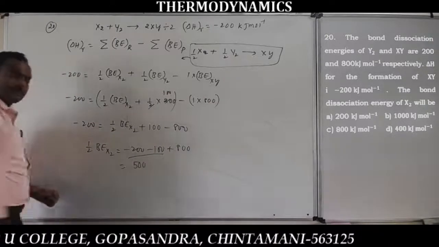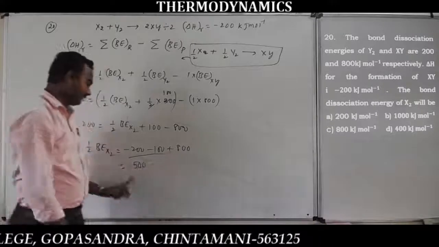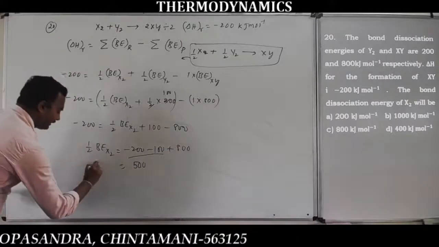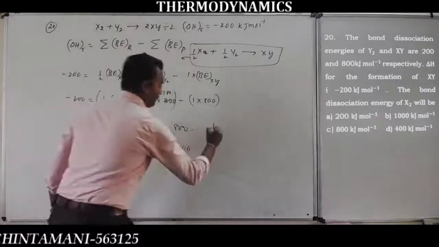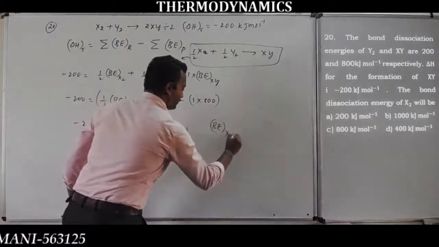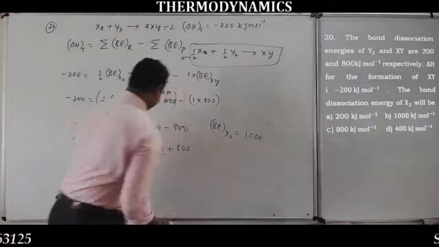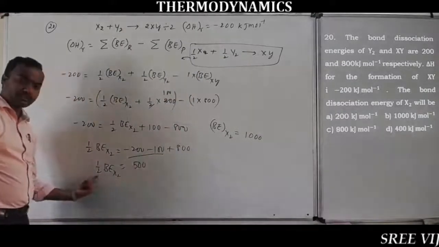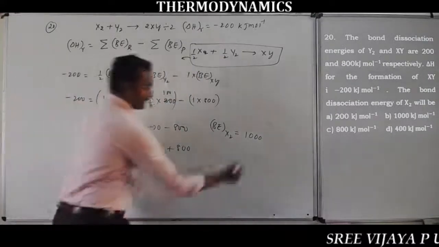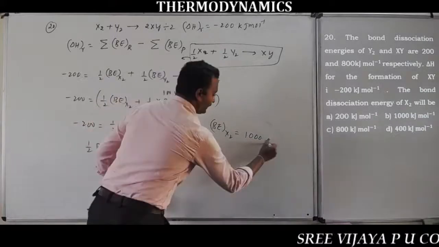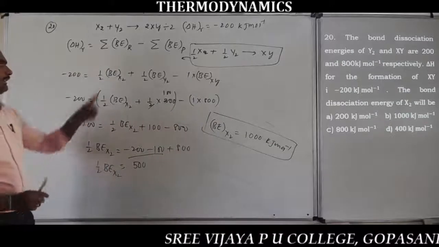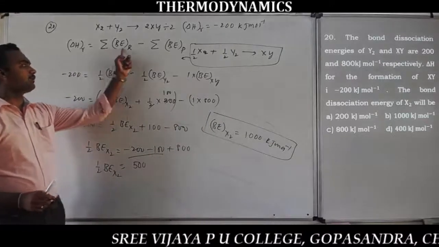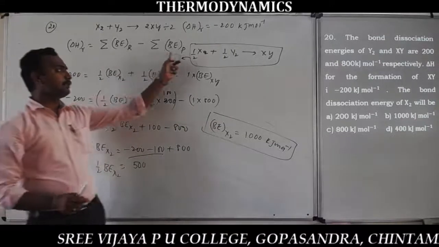So ಇದರಲ್ಲಿ ಎಷ್ಟಾಗುತ್ತೆ, -300 plus 800 that is plus 500 ಆಗುತ್ತೆ. That is 1/2 of bond enthalpy of X2. So therefore bond enthalpy of X2 is equal to 1000. 500 numerator denominator ಏನಾಗುತ್ತೆ, ಇಲ್ಲಿ 1/2 ಬರುತ್ತೆ. So that is 1000 kilojoule per mole. That is the bond enthalpy of X2. So that is a very simple equation. That is summation of bond energy of reactants minus summation of bond energy of products.